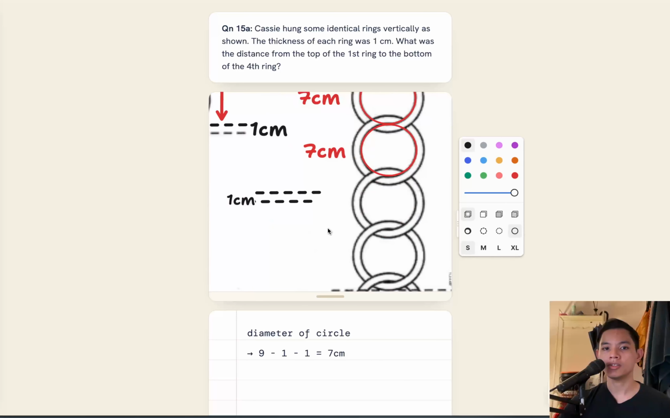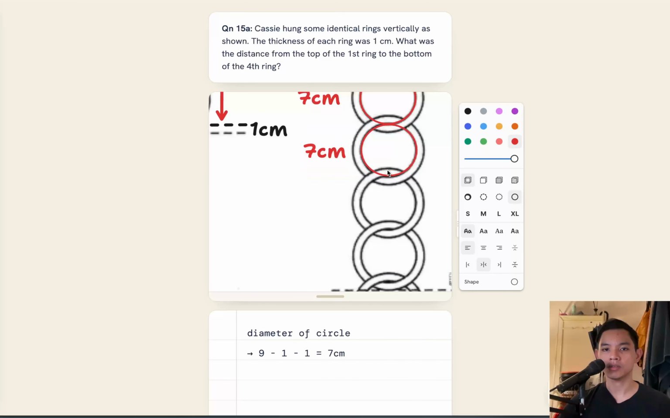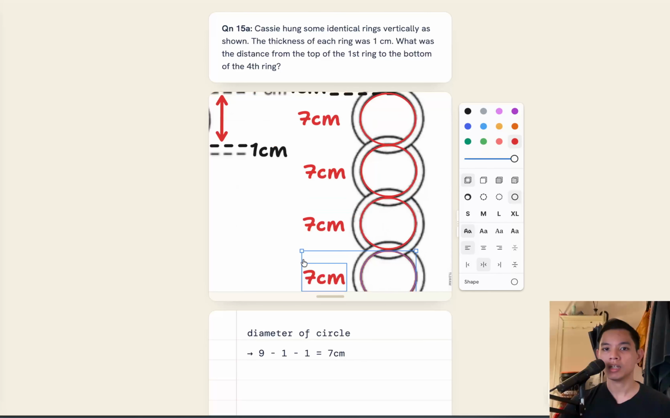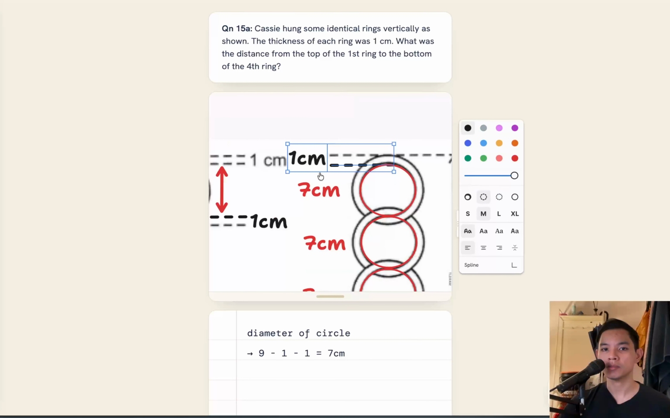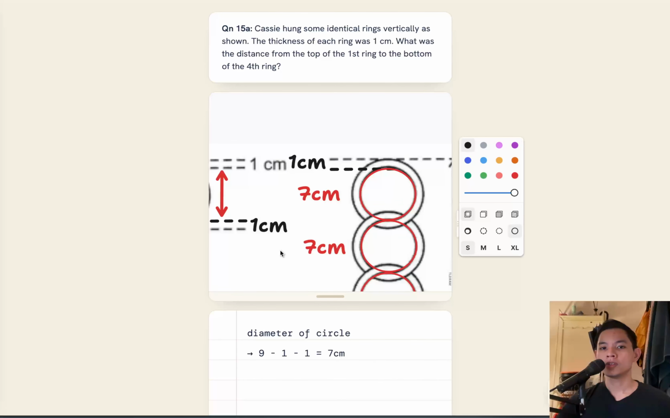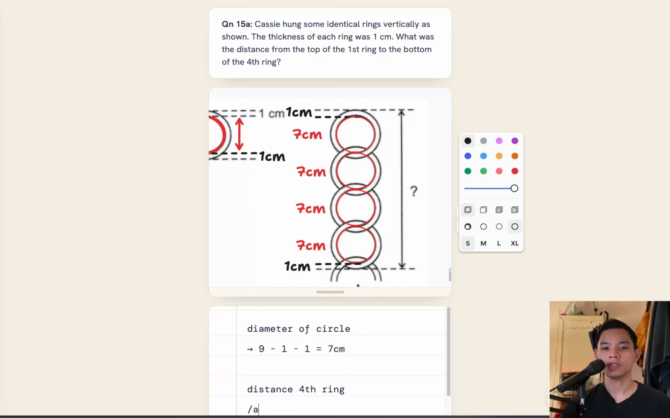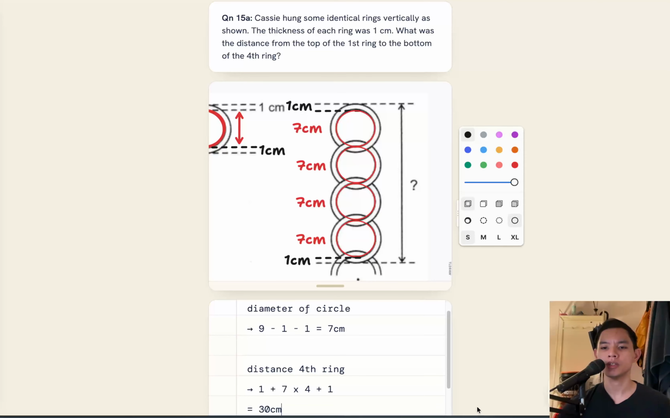So this actually continues. Another 7 centimeters like this, and then another 7 centimeters. Then lastly, we have 1 centimeter as such here. So how many? 1, 2, 3, 4. So the distance of the fourth ring is essentially 1 plus 7 times 4 plus 1. So this will be 30 centimeters. There you go. So the answer is 30 centimeters.